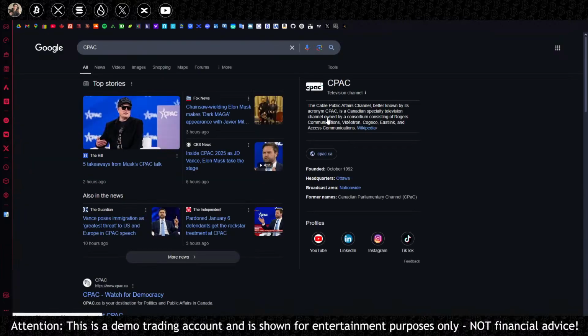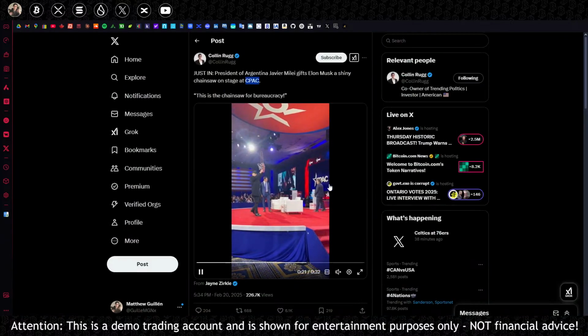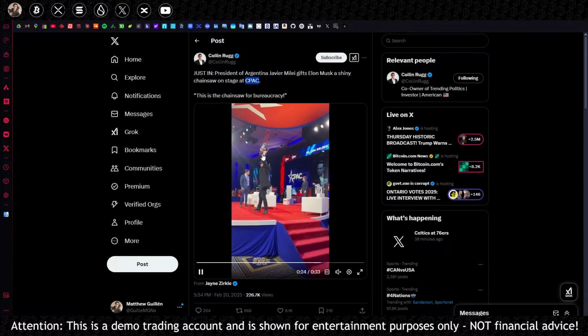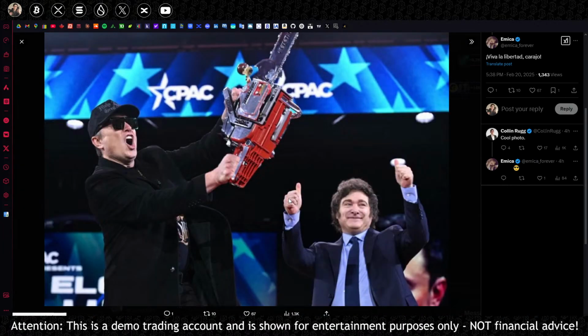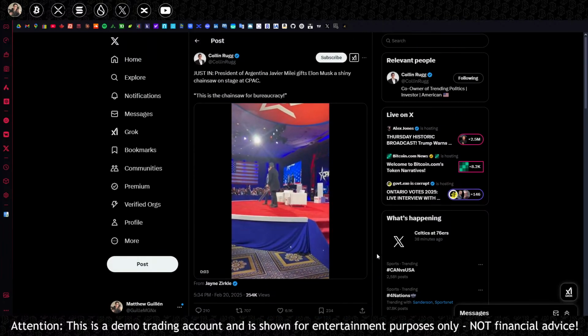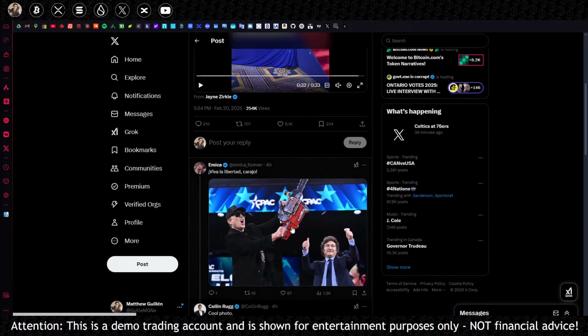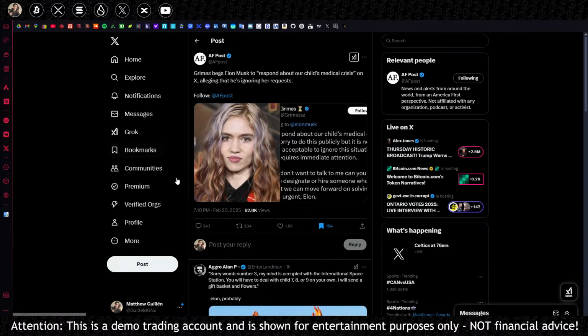There was a CPAC event. If you don't know what this is, I don't know either. It's a television channel, the Cable Public Affairs channel, that had Elon Musk and Javier Milei on. And Javier gave him a chainsaw, and that's what you see with Elon Musk, there's a photo of it. Pretty cool, because of course, the iconic Javier Milei with the chainsaw slashing down costs of the federal government. It relates to what Elon Musk is doing in the United States, so it's just very fitting. Pretty neat. This is a chainsaw for bureaucracy, is what he said. And it's a real chainsaw, too, by the way.